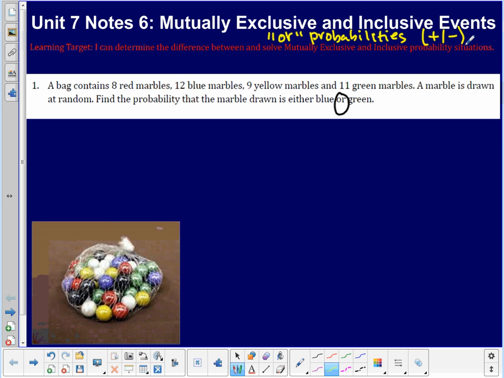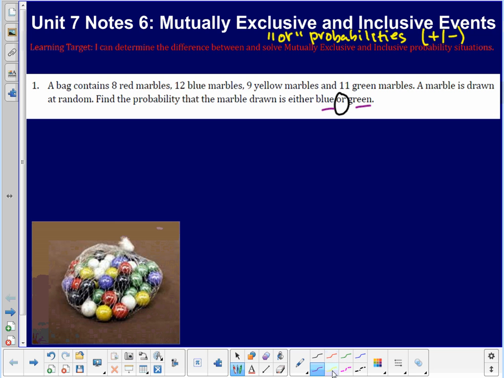It says a bag contains 8 red marbles, 12 blue marbles, 9 yellow marbles, and 11 green. A marble is drawn at random. Find the probability that the marble drawn is either blue or green. So we're looking for either a blue or green marble. That means our successes are the blue, which is 12, and the green, which is 11. 12 plus 11, so I have 23 successes.